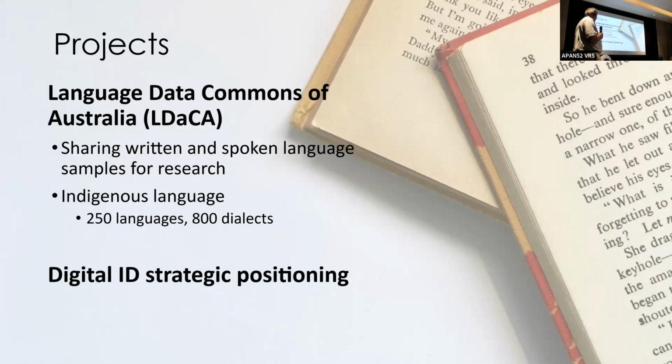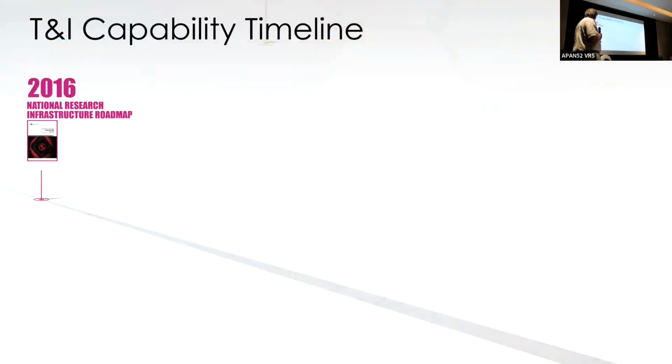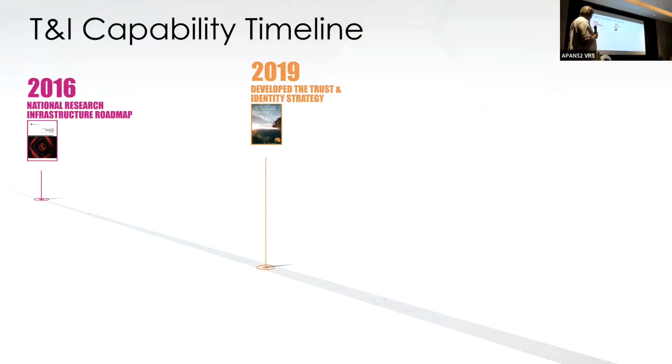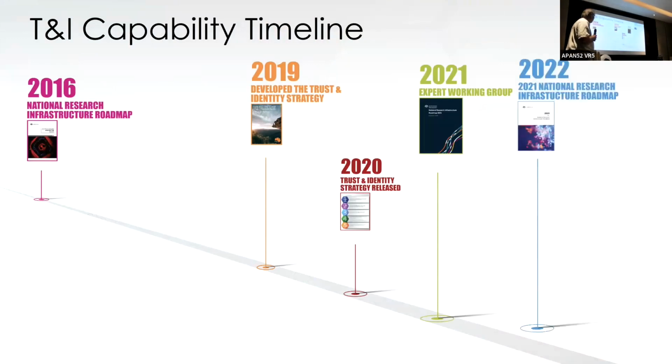Digital ID strategy positioning, trusted identity framework. So this is the TDIF project that we're doing. This is the actual framework stuff. Timelines and that. So we started this stuff back in 2016. We put up a roadmap and basically spent 3 years promoting that. We developed a strategy. We released a strategy. We had some expert working groups.